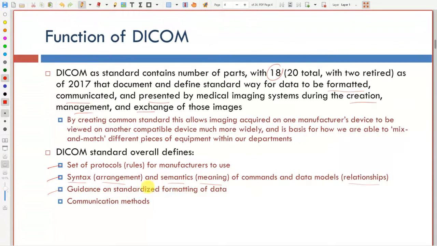You have guidance on standardized formatting of data. So in each one of the fields in the DICOM file, you have a certain preferred format for putting data. And you also have to define the communication methods that you can use in order to exchange the image with another system. So the DICOM standard actually covers all of them.